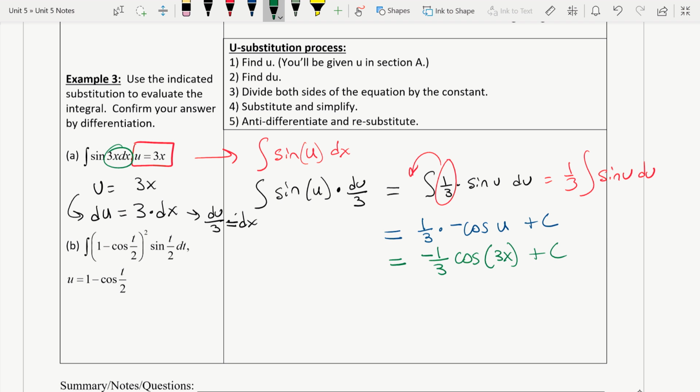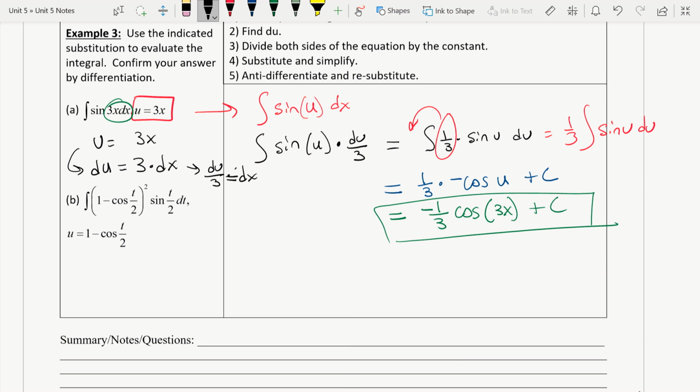And there, we just undid the chain rule. If you derive this real quick, bring the negative 1/3 along for the deride. The derivative of cosine is negative sine. Keep the inside the same, times the derivative of the inside, and the derivative of any constant is 0. Your 3's take care of each other, your double negatives take care of each other. There you go. Let's do one more.